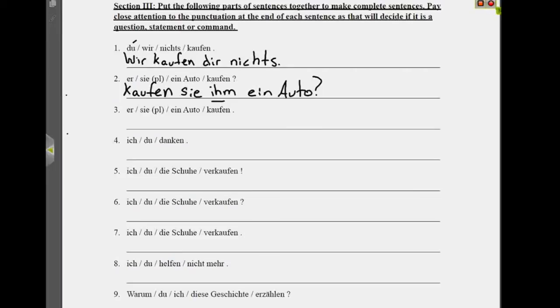The next one says basically the same thing, but we have to have here a period at the end of it. So we say this is a statement. So basically the only thing that changes is we start with our subject. Sie kaufen ihm ein Auto. They are buying him a car. Number 4 is really simple. We only have ich, du, and danken.